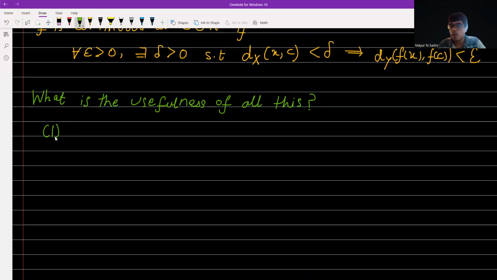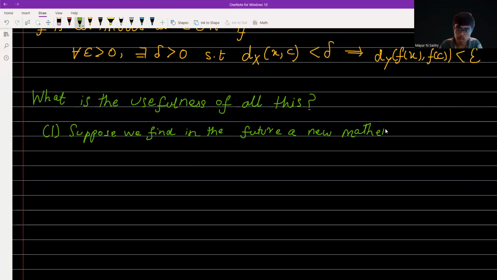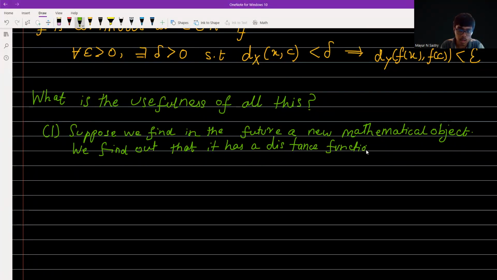One, the first usefulness we can see is that suppose we find in the future a new mathematical object, and we find out that it has a distance function, with some formula.